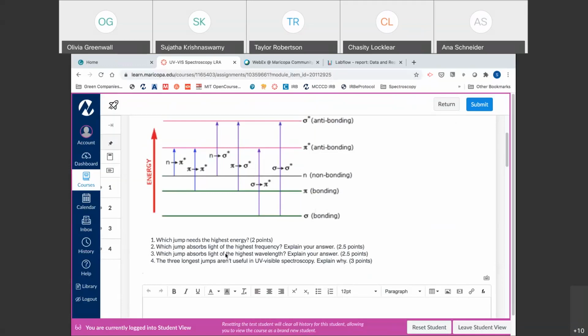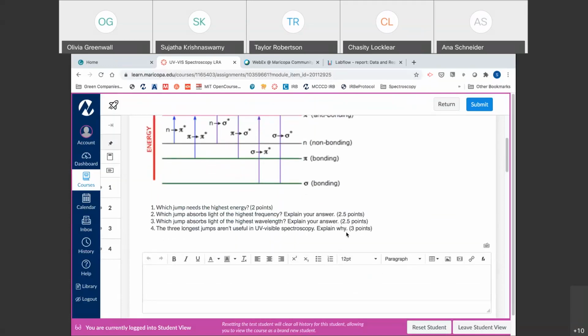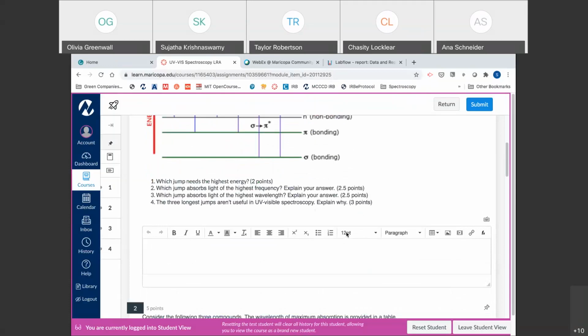So those, take a quick look and let me know if you have any questions, but those should flow pretty well, I think, as long as you keep in mind the relationship that higher the energy, higher the frequency, lower the wavelength.